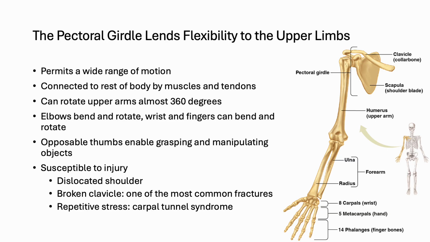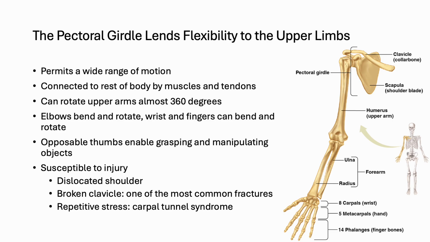The pectoral girdle structure provides an exceptional range of motion for the upper limbs. Unlike the pelvic girdle, which is tightly bound for weight support, the pectoral girdle is connected to the axial skeleton mainly through muscles and tendons, allowing greater mobility. This design enables the arms to rotate nearly 360 degrees and perform complex movements such as throwing, climbing, and lifting.